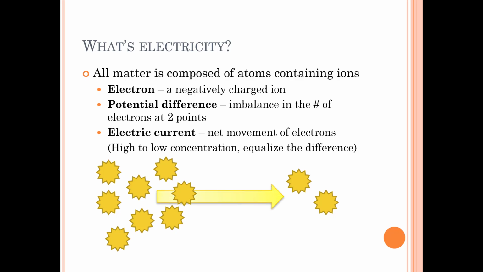All matter is composed of atoms containing ions. An electron is a negatively charged ion. There is a potential difference, which is an imbalance in the number of electrons at 2 points. The electrical current is the net movement of electrons. These electrons flow from high concentrations to areas of low concentrations in order to equalize the difference.